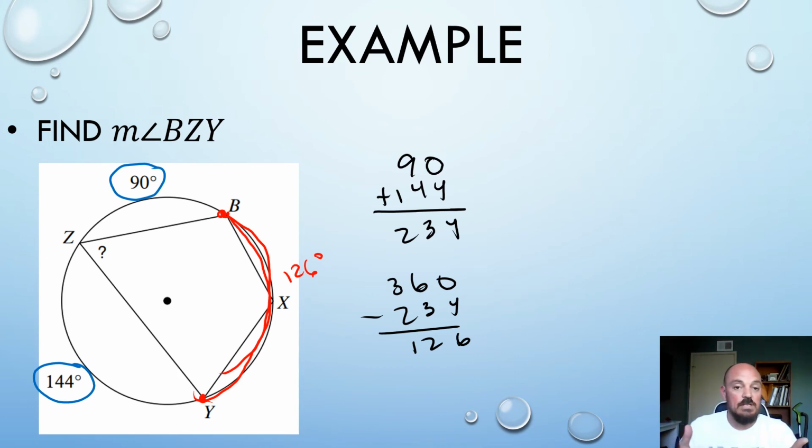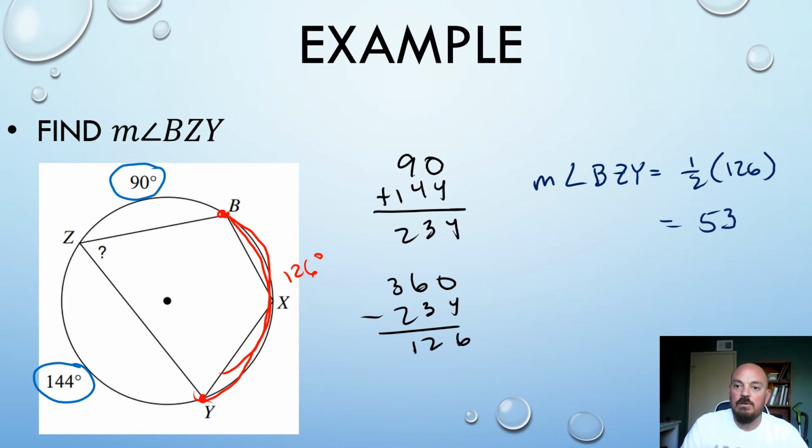Now the answer to the question is going to be half that number. Once I realize the red arc is 126, then we can use that to find the measure of angle BZY, which is what I'm trying to find, by just multiplying by a half. A half of 126 would be 63 degrees. So our answer is 63 degrees.